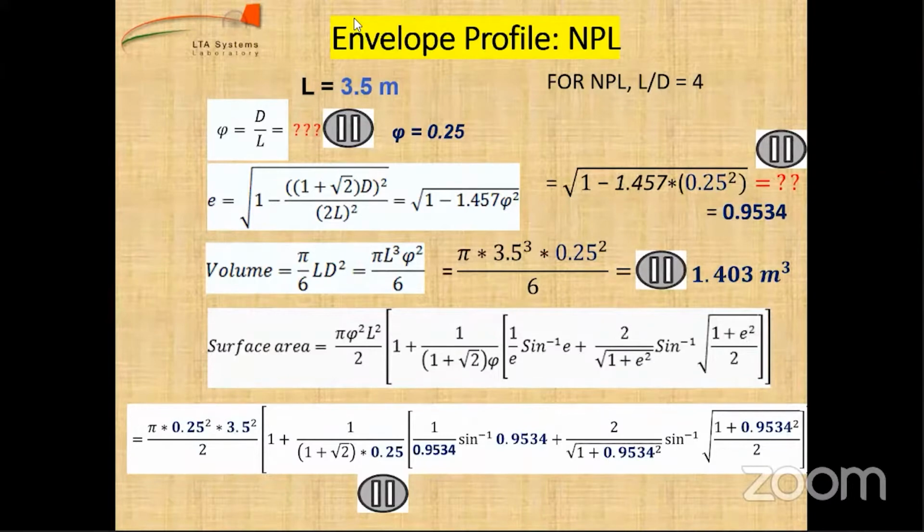Did anyone get the answer? Sir, 601.688. 600. Do you think logically. Do you think an envelope with a volume of 1.403 meter cube would have a surface area of 600?